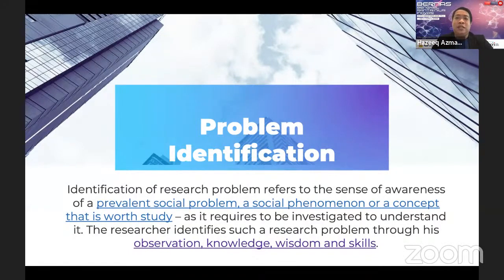Number two is knowledge. Usually when you are an expert in a certain field, you can use your expertise to discover an issue or a challenge. Number three is wisdom. Usually we use our common sense to realize there is an issue or a problem there. And the last one is skills. Skills are usually based on your experience. Based on your experience, you gain skill, and from that, you will find out if there is a problem or an issue.